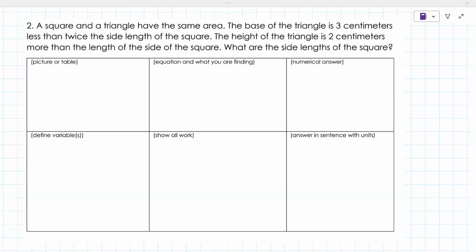All right. A square and a triangle have the same area. So this actually is like those geometry problems we were doing over the summer. They actually had a number of these where they said like the cylinder and the, I don't know, the cube or something had the same area. But we should draw a picture.